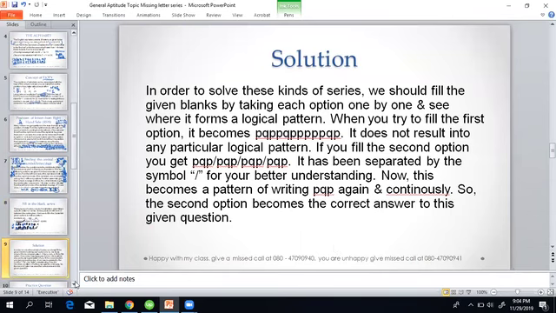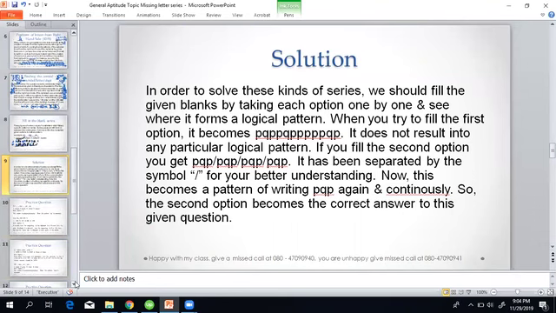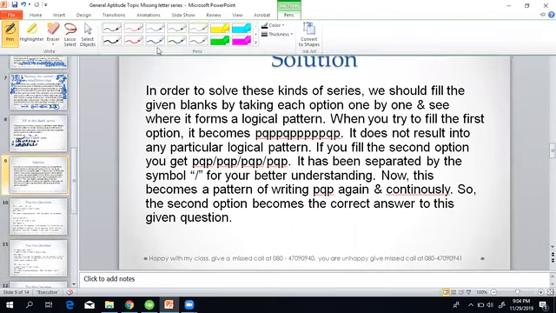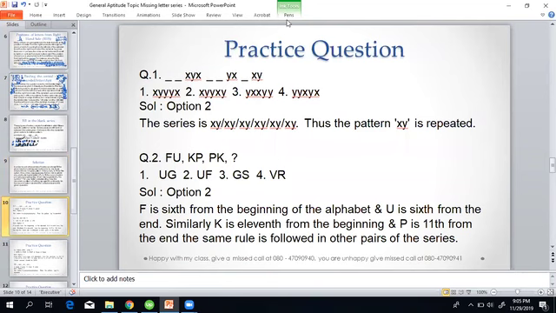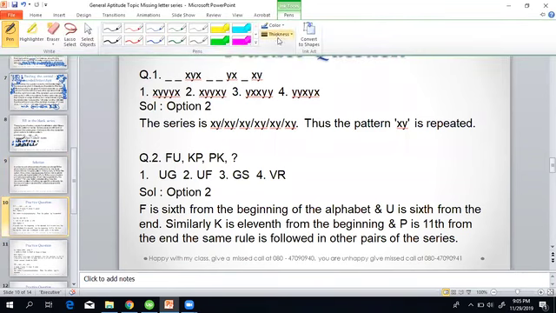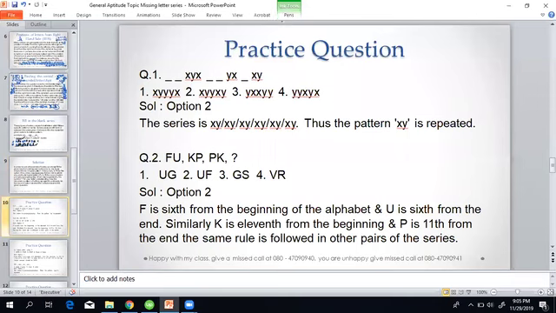So the solution I have written here in these words shows how we have to apply the pattern and find the correct answer. We have already seen the 5 concepts of the missing letters. Now let's do some practice questions based on this. The first question is based on fill in the blanks. The options are given here, so we have to apply the options and see which pattern is correct. Let's try the first.